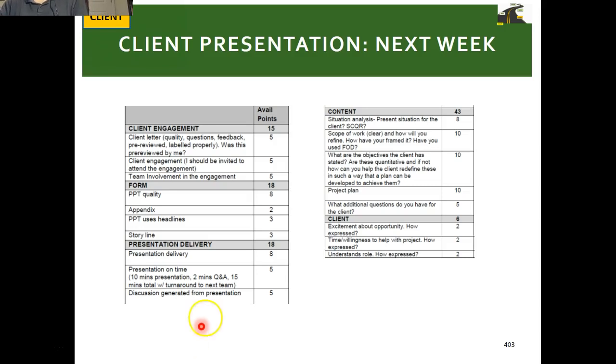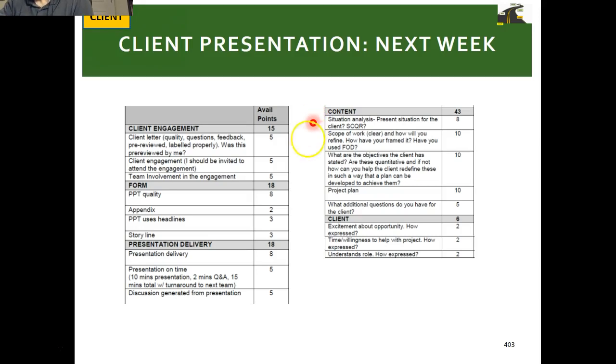So the client presentation, okay, this next week. All right, this is the presentation that you have. We have in our rubric some upfront items that deal with the letter, the engagement, and I'll be there, and the team involvement. You're familiar with the form issues, and you're familiar with the presentation. Relative to content, which I always find is the sticky point when we come to these presentations, let's get to the nitty-gritty. Do you have a situation analysis? A good SCQR? I think that you're on the way to doing great SCQRs, but there's still some improvement opportunity. Those are still worth 8 points.